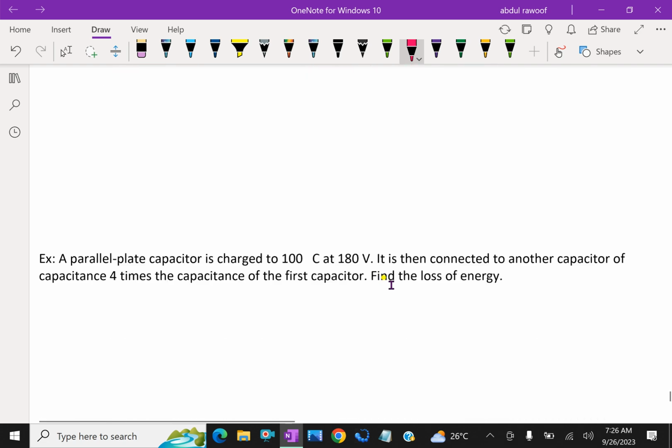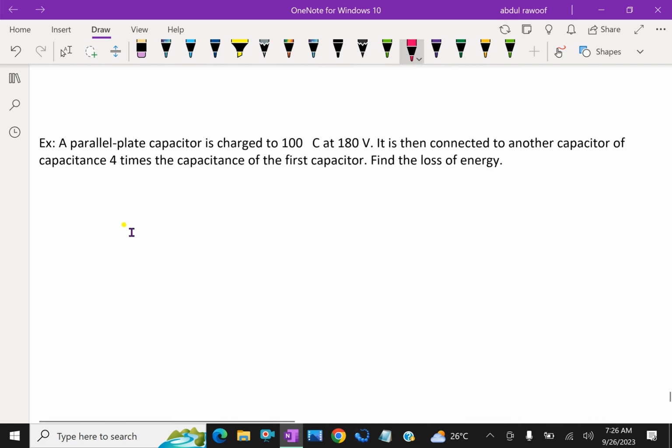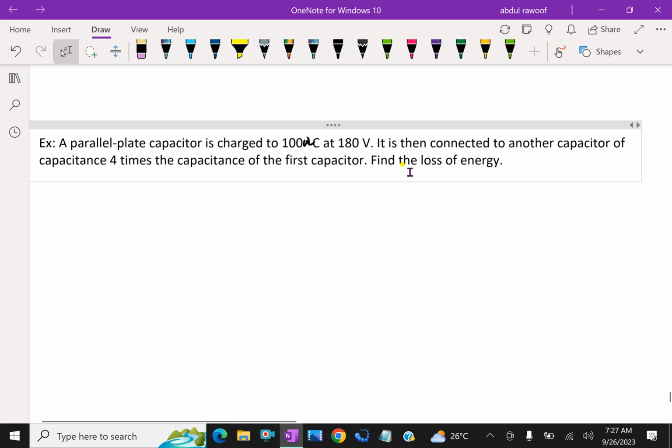Now let us do an example problem regarding this concept. A parallel plate capacitor is charged with 100 microcoulomb and at 150 volts. It is then connected to another capacitor of capacitance 4 times the capacitance of the first capacitor. Find the loss of energy.